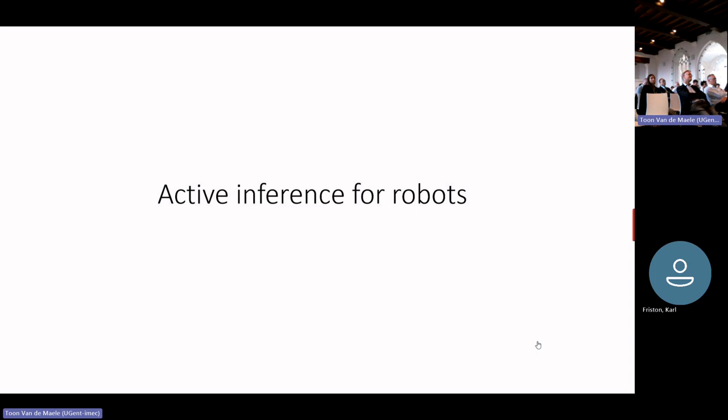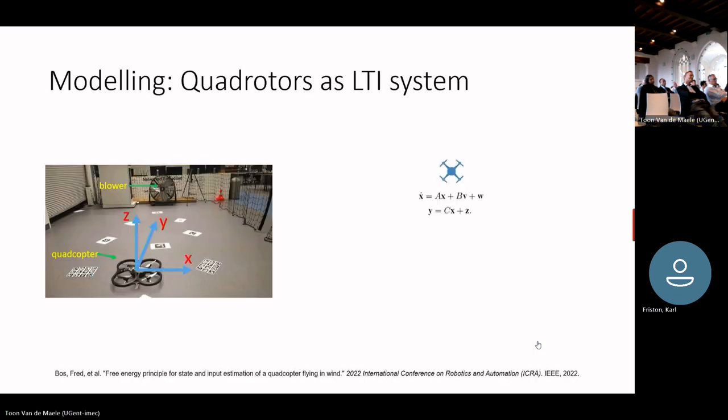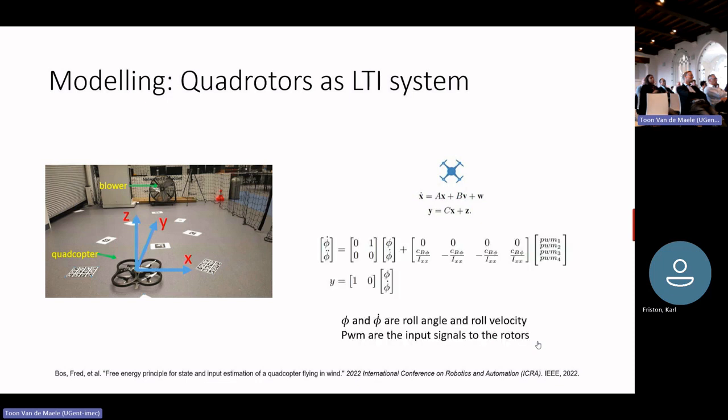Okay, we are done. So I'll quickly go through some videos using the exact same things that I've shown you on robots. For a quadrotor flying in this work, on modeling, I basically linearize the system, where these are the roll angle and roll velocities. The input is basically the PWM signals going into the rotors. The model looks like this after linearization. And here's the input torque, and you're measuring the roll velocity.